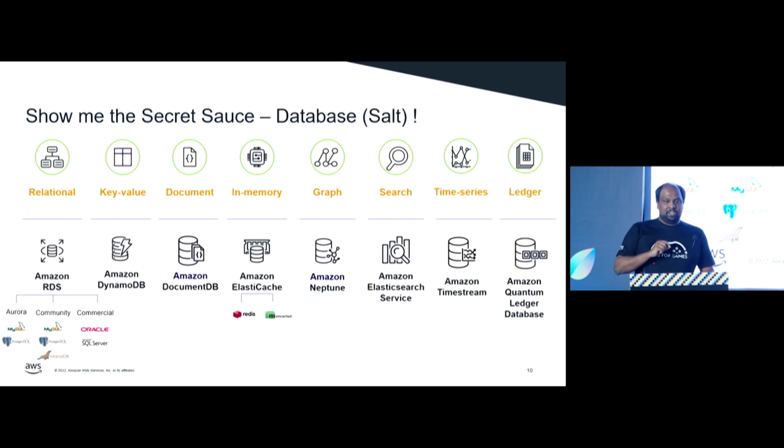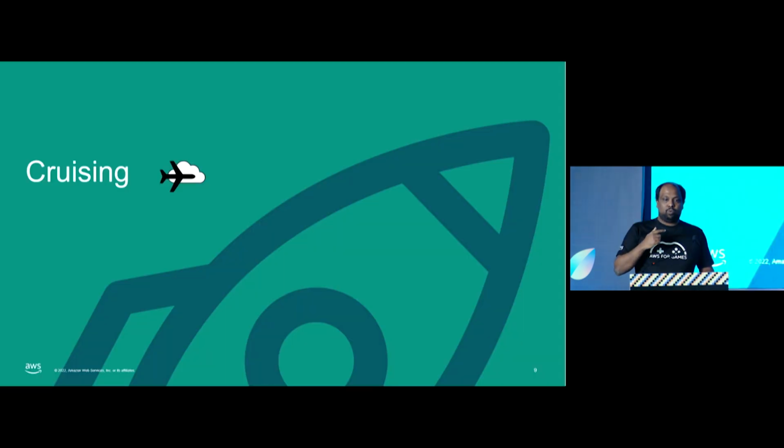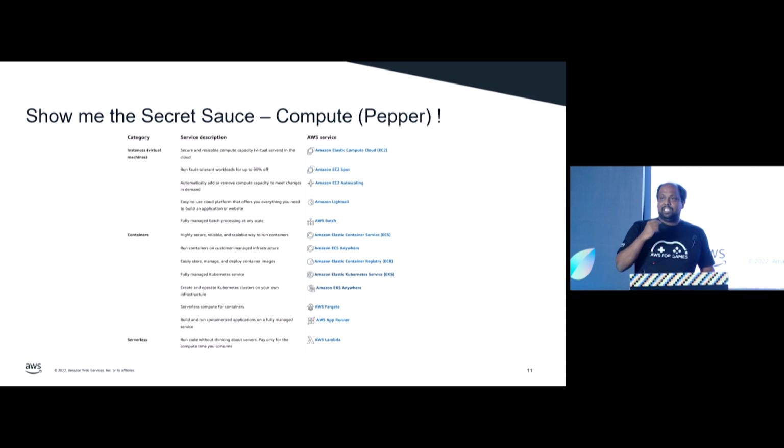Depending on the kind of features you want to introduce, I'll just go back to the slide so that you get a sense. Depending on different kinds of features you would want to introduce, you may cherry pick between one or more than one database. You may cherry pick between one or more than one compute offering. So essentially, you will look at your requirements for your backend and look at what you need.